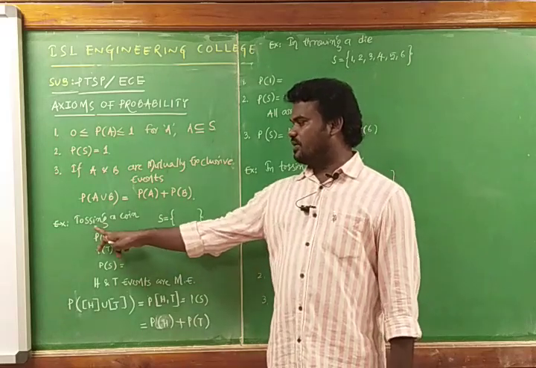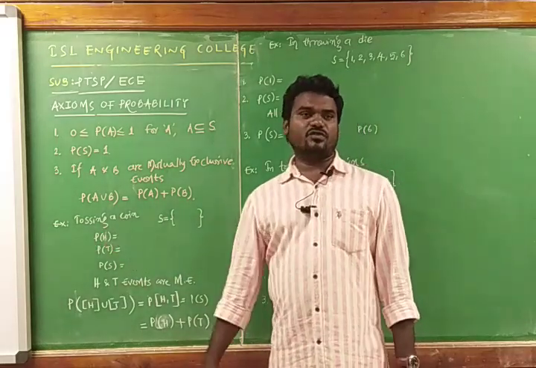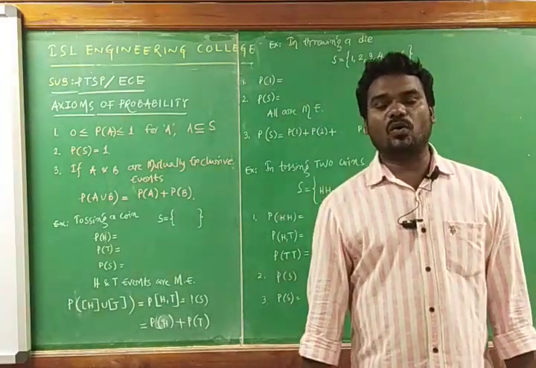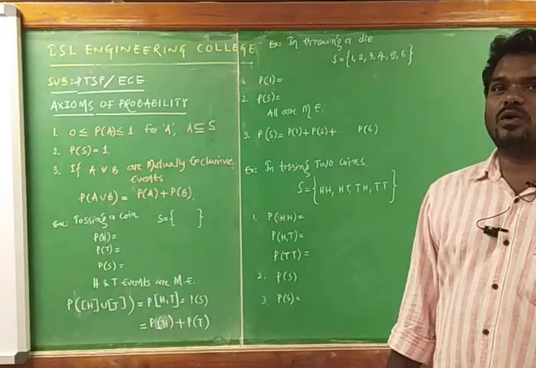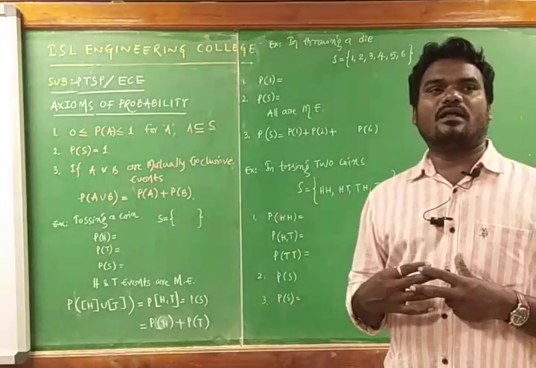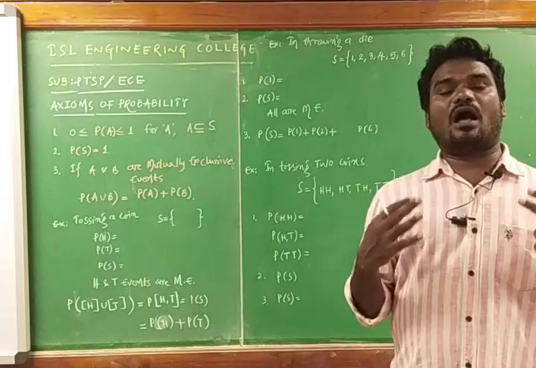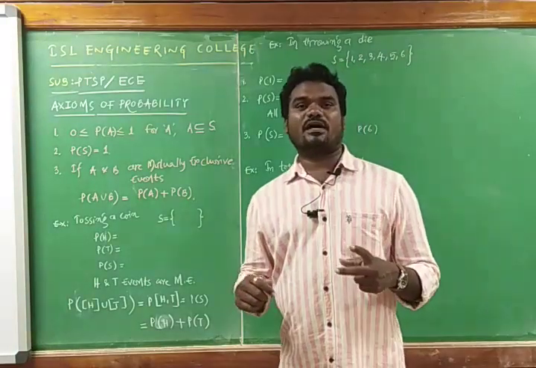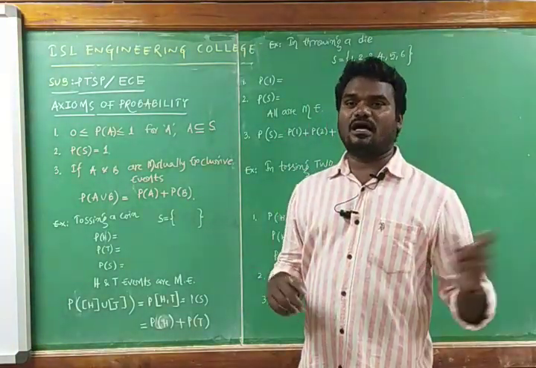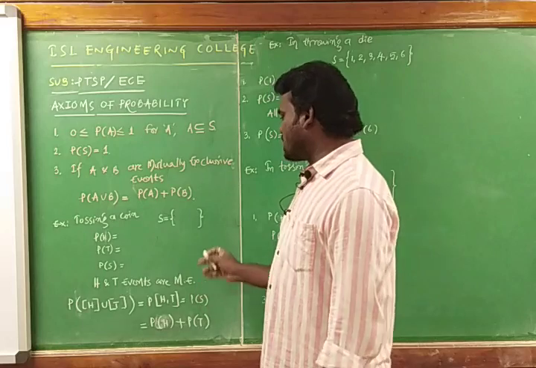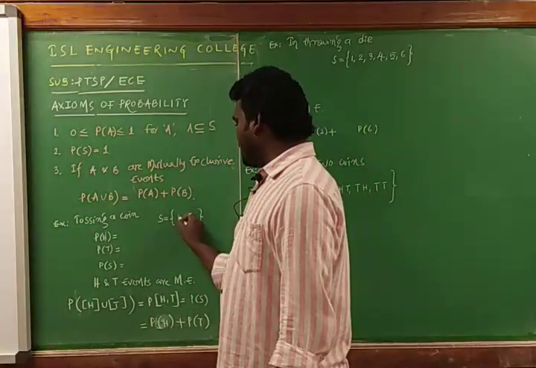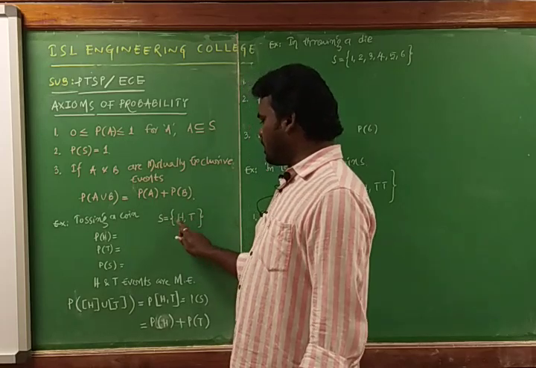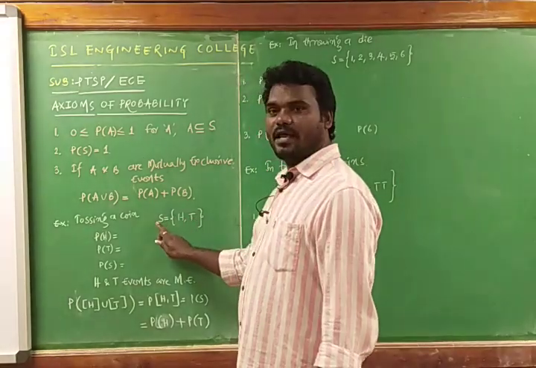Whenever you see a question, first you must understand what the sample space is. Sample space is also named the total number of exhaustive cases. That means the sample space is nothing but the total number of possible outcomes of an experiment. If you toss a coin, there are two possibilities, either head or tail. These two combined are named the sample space.